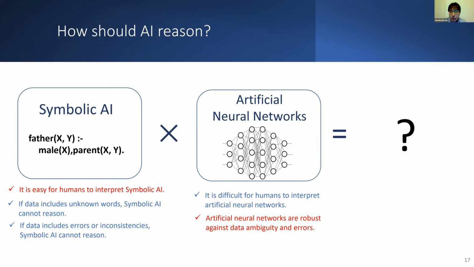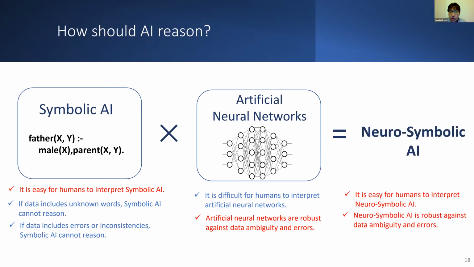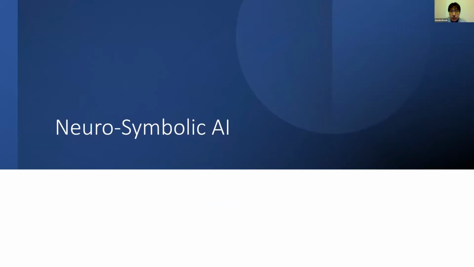AI will be able to reason more powerfully if we can combine only the strong points of symbolic AI and artificial neural networks. Neuro-Symbolic AI has features that are easy for human interpretation and robust against data ambiguity and errors. Next, I will explain what Neuro-Symbolic AI is.